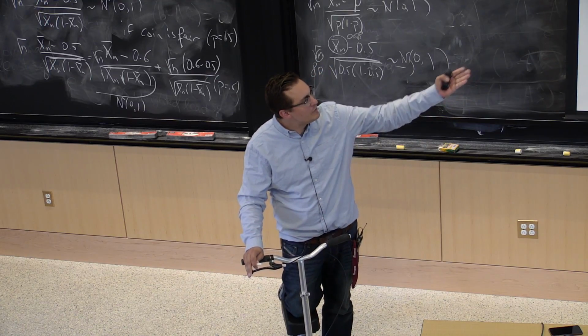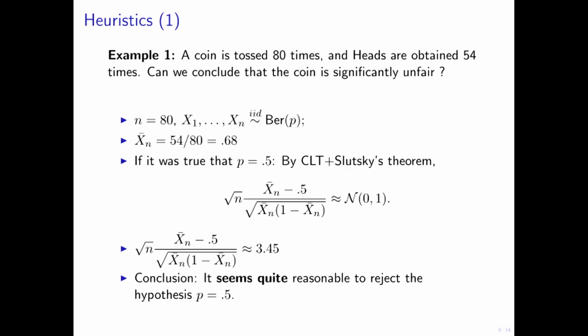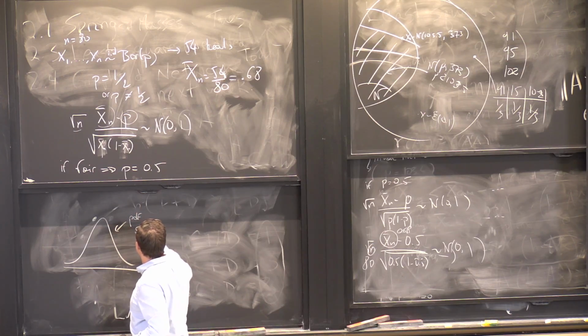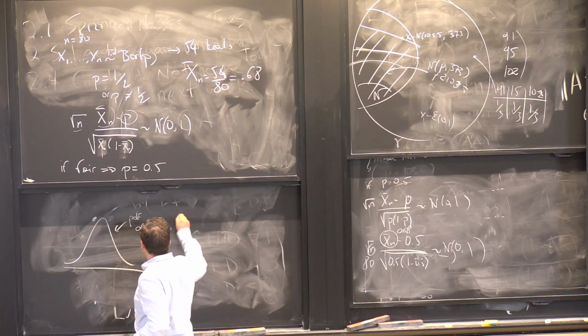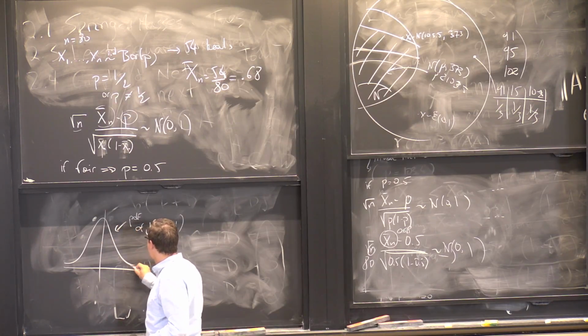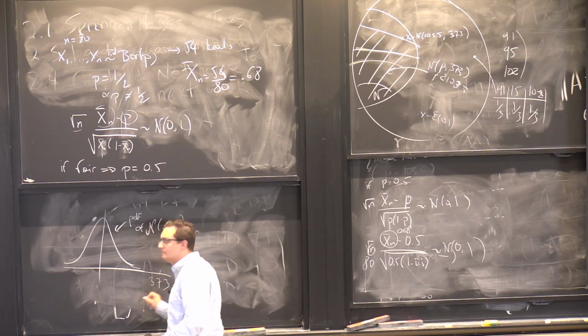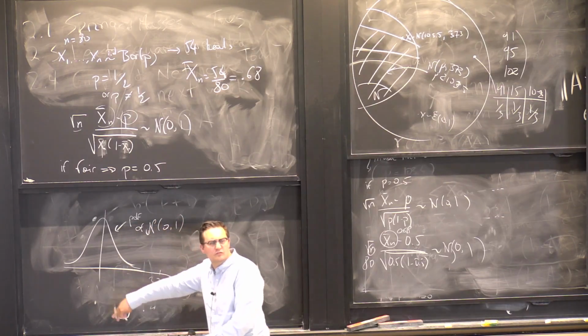And so now I claim that 3.45 is very unlikely for a Gaussian. So if I were to draw the PDF of a standard Gaussian, so N(0,1), that's the PDF of N(0,1). 3.45 is basically here. So it's just too far in the tails.